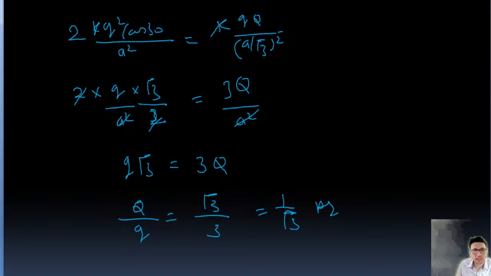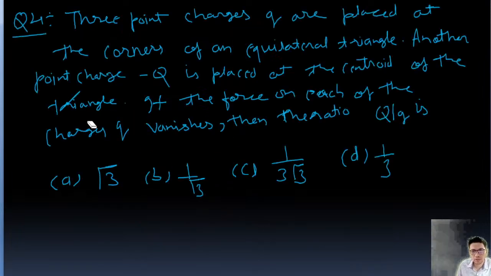So this is the answer, guys. Which option is matching? Option B is matching. Option B is the correct option, 1 by root 3. Okay, next question, guys.